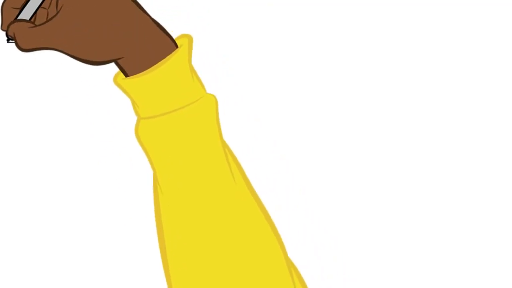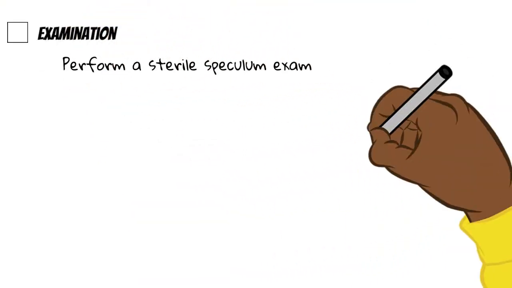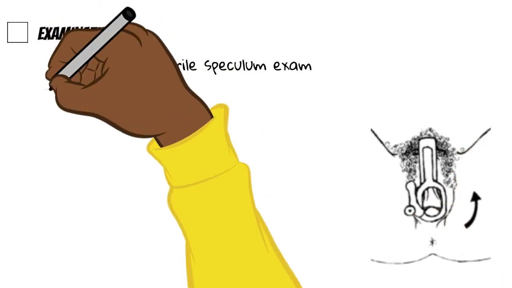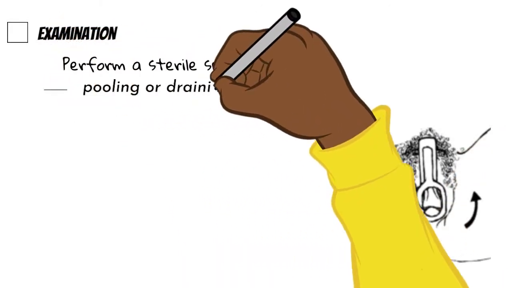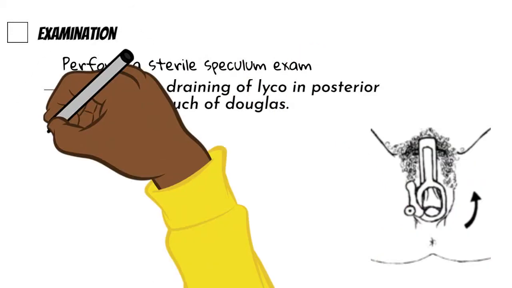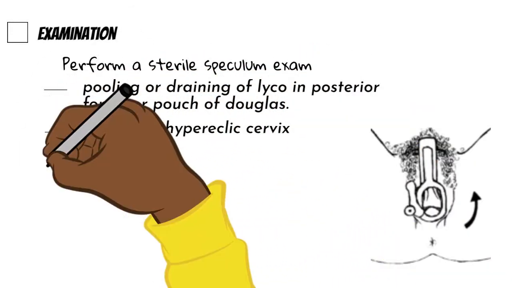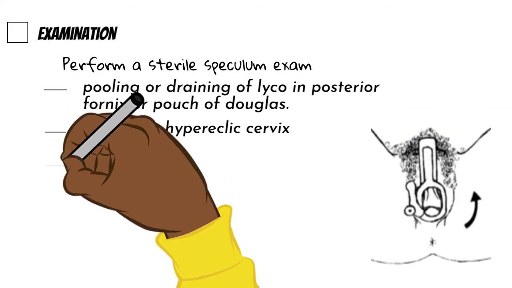From your examination, you want to perform a sterile speculum exam using a Cusco speculum. You are going to see the pooling or draining of liquor in the posterior fornix or the pouch of Douglas. You may see a hyperemic cervix, which means that there's possible infection, and you will also find dilatation of the cervix.